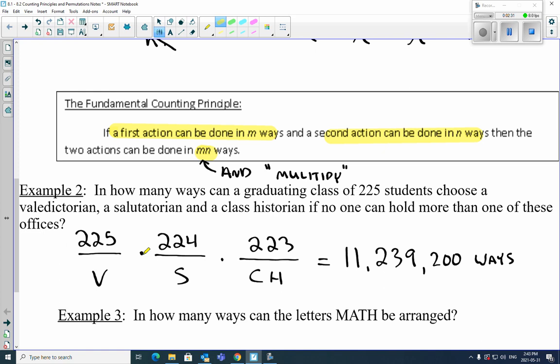So let's look at our first example. We have 225 students, and we're going to choose a valedictorian, a salutatorian, and a class historian. And no more than one person can hold any of these offices. So we have 3 spots: first spot, second spot, third spot. So the first option, 225. One of those people is gone, so now we can do 224 and then 223. We want to know how many different ways there are of picking those 3 people. Well, there's like 11 million ways. It's a lot.